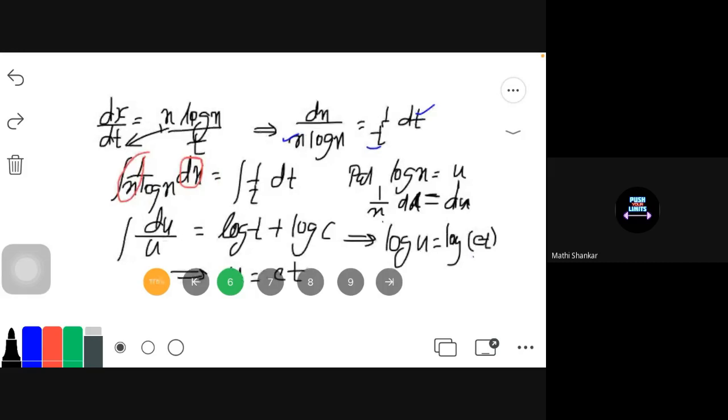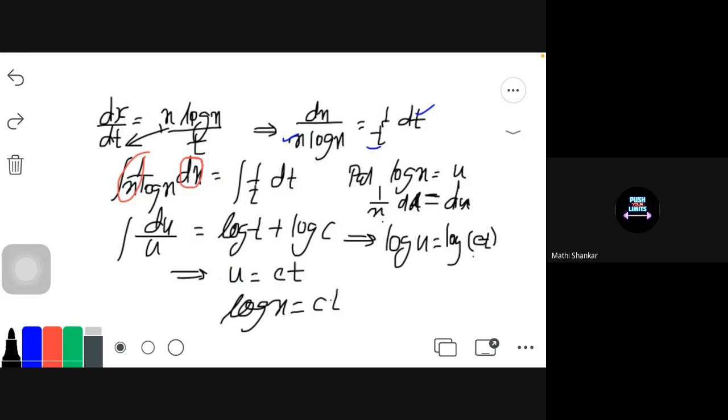So we'll resubstitute the value of u. Value of u was log x. So I'll get log x is equal to ct. But I need the value of x. Therefore, I will take anti-log on both the sides and I'll get x is equal to e raised to ct. So this is the required solution to the differential equation. I wanted to find out the solution and I've got the solution. The solution to the given differential equation is x is equal to e raised to ct.